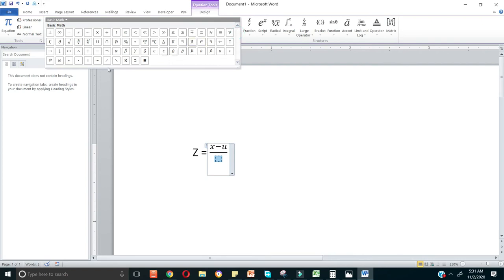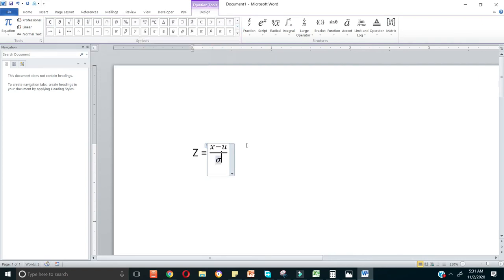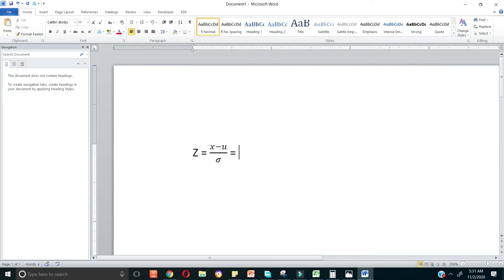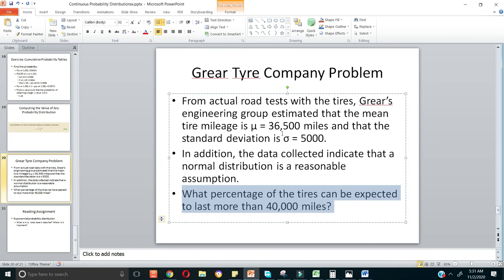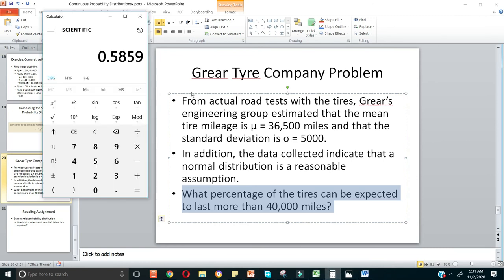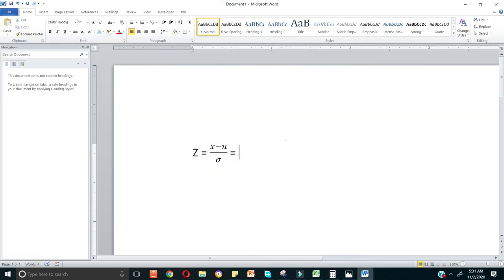In this situation, what is our x? It's 40,000 minus 36,500, which is the mean, and you want to divide that by the sigma, which is 5,000, and this gives you 0.7. So you have a z value of 0.7.